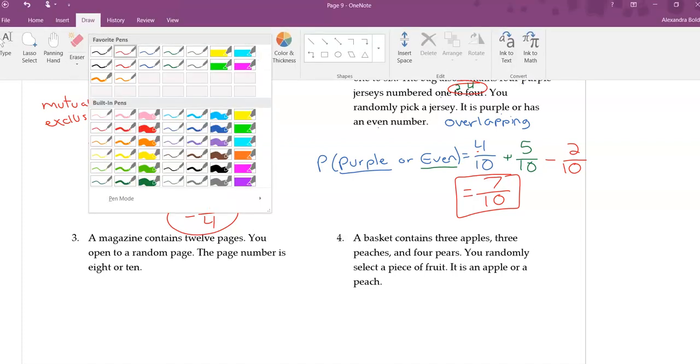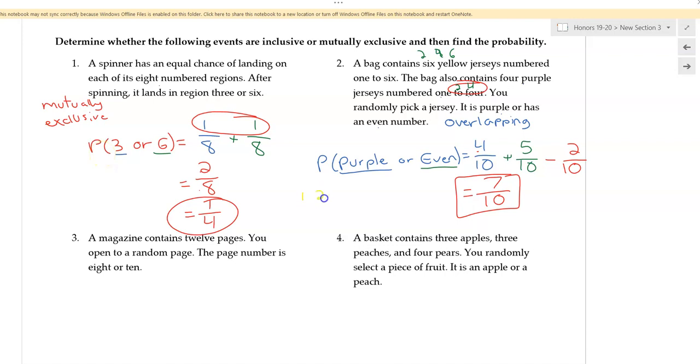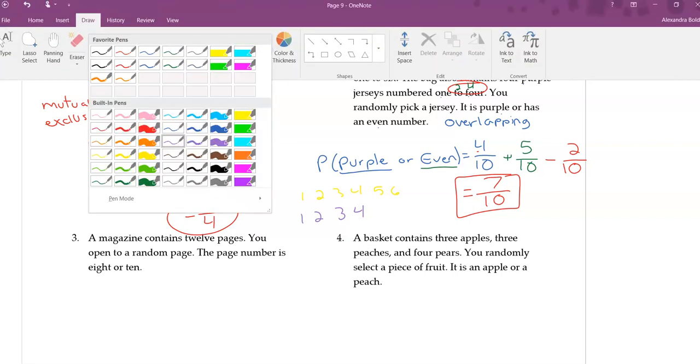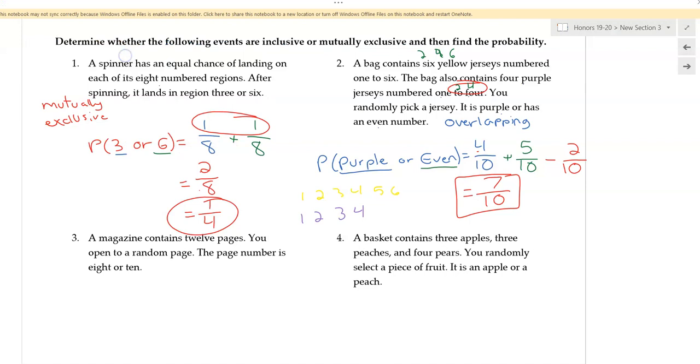So I'm going to use the actual colors. Here are my, we'll pretend those numbers represent my yellow jerseys. And here's my purple jerseys. I'm going to circle every jersey that's purple or even, right? Well, this one's even, this one's even, this one's even. This one's purple, purple and even, purple and even, purple and even. Okay, look. 1, 2, 3, 4, 5, 6, 7 out of 10. Okay, so if you can draw the situation, which you can't always, but it makes it easier sometimes.